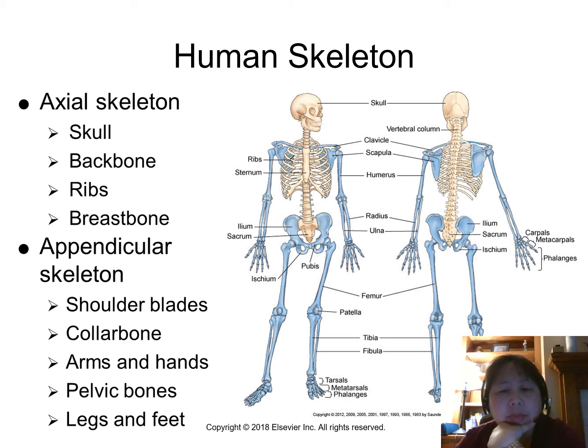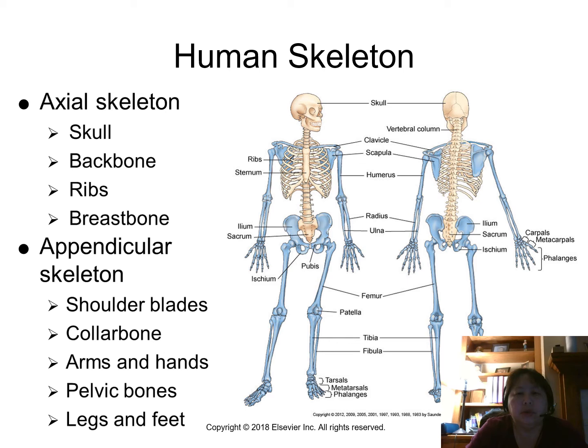So you'll see from this PowerPoint slide, in blue here, that's your appendicular skeleton. That's more of your extremities. So you'll see it's your shoulder blade, collarbone, arms and hands and pelvic bones, legs and feet. But when talking about the axial skeleton, that's really your skull, your backbone, ribs, and breastbone.